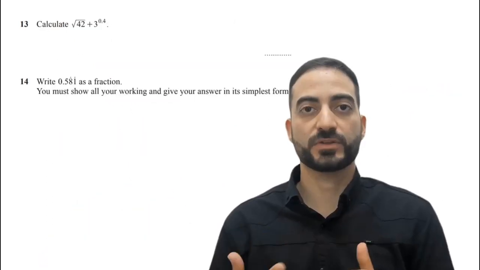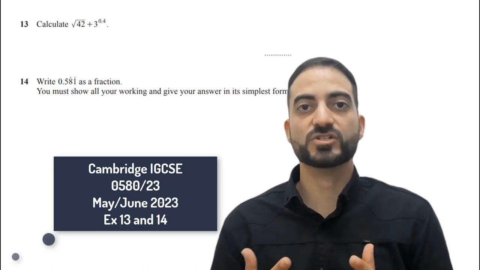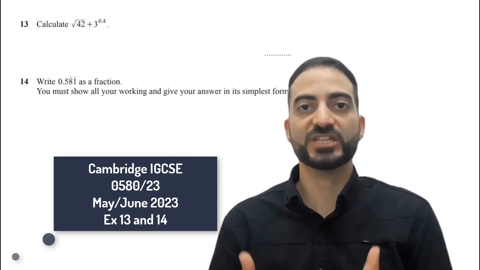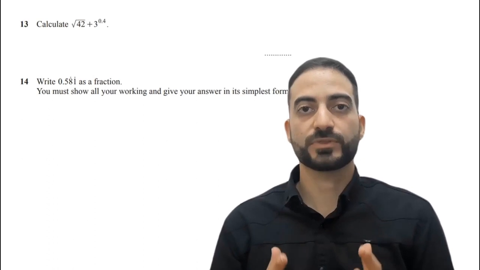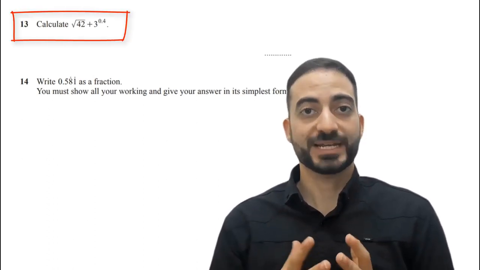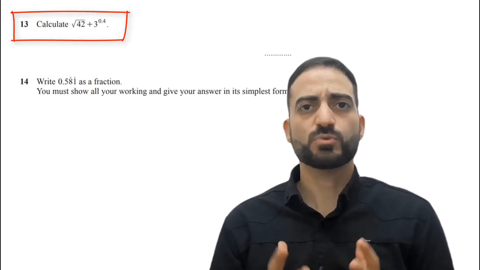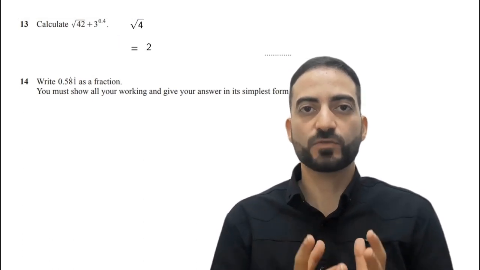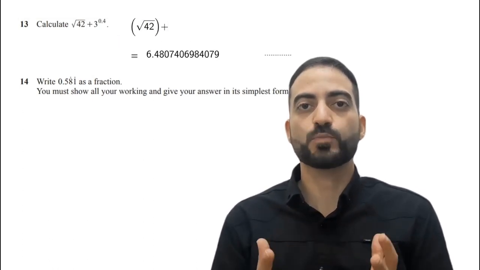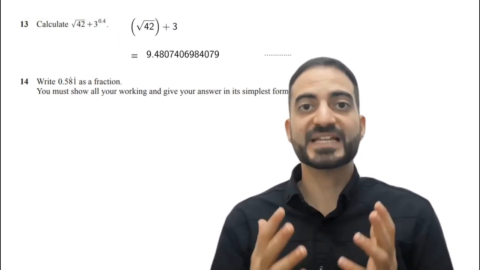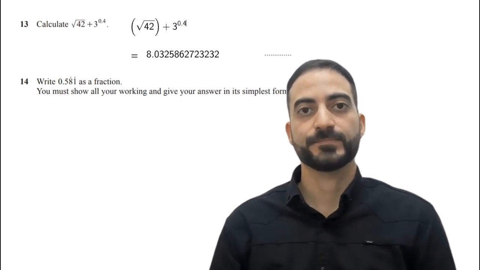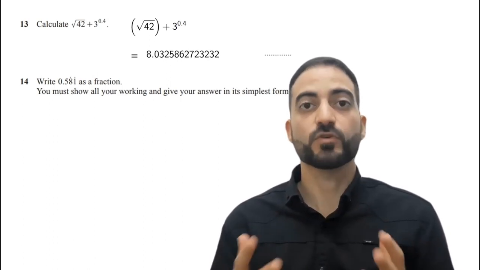We will solve questions 13 and 14 for the Cambridge IGCSE 2023 competition. We will start with question 13, which is very easy. It just wants us to calculate the square root of 42 plus 3 to the power 0.4, and we will get the answer quickly. Now we move to question 14.